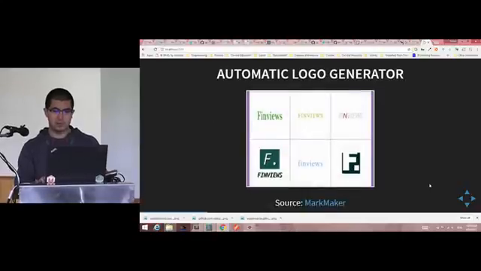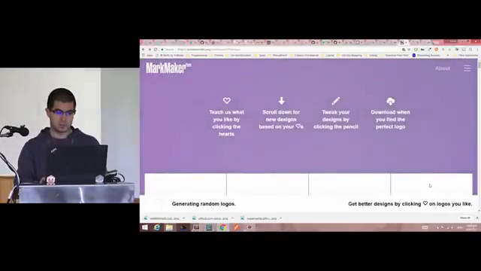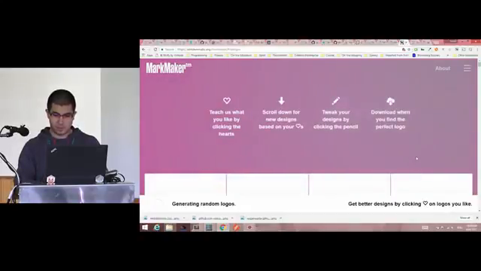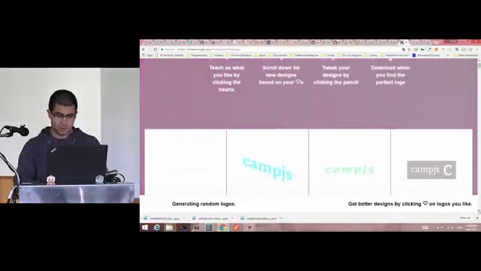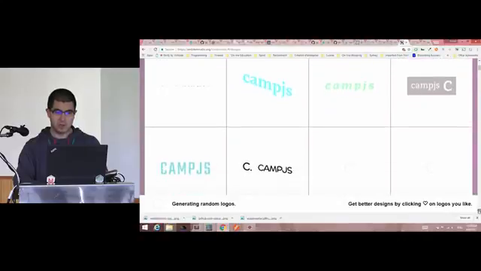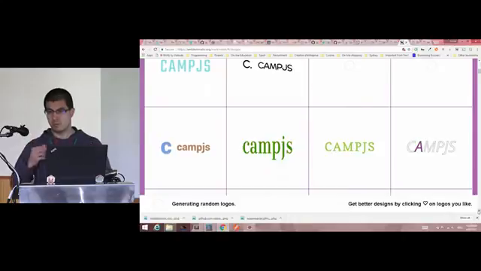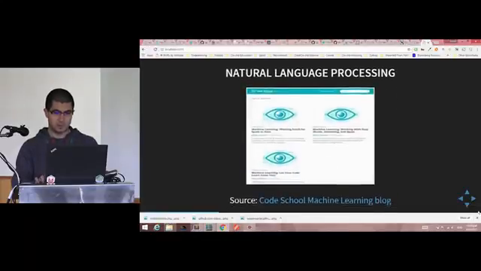What else? For developers, that's interesting, the automatic logo generator. So I'm going to try to do it live. Camp.js, and if you go down, you will see it generates different types of logos, just to improve your creativity or add arrows to your creativity.